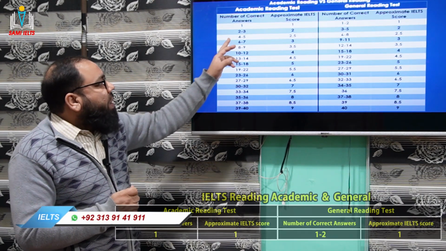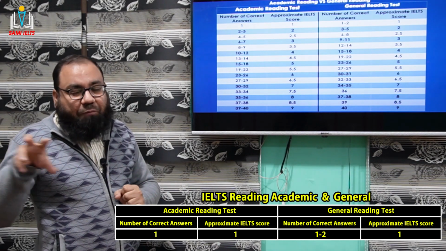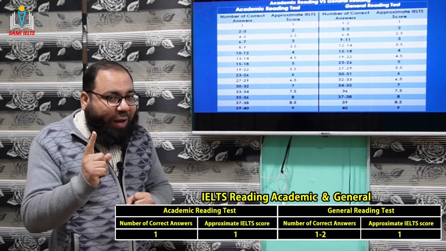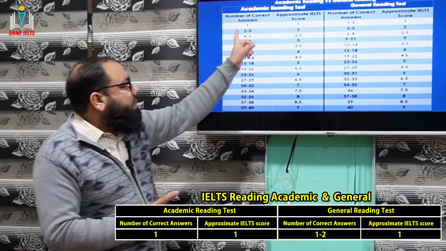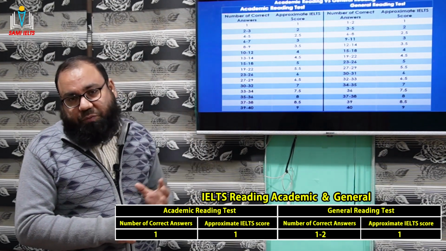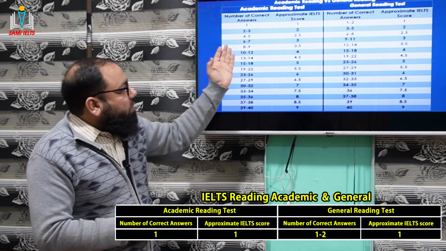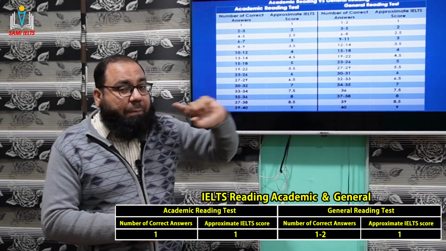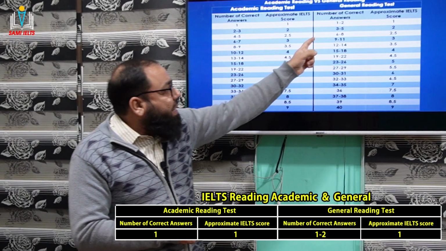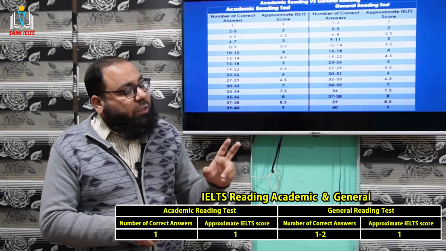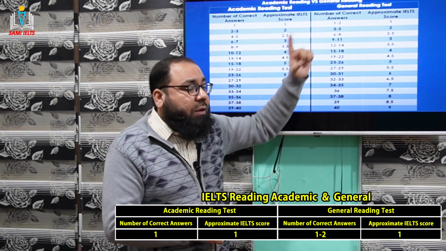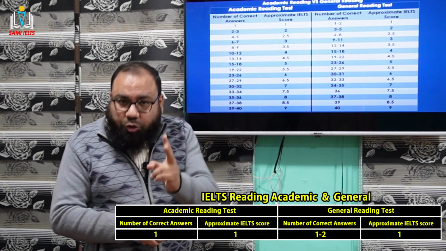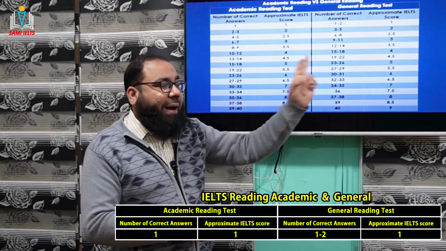You can see here, for example, if one academic student gets 1 correct and 39 wrong out of 40, he is getting 1 band out of 9. And the same story is there now. For example, if a GT student comes and gets 1 correct, for one correct answer he will be getting 1 band. And if he is correcting 2 answers, still he is getting 1 band in this case.